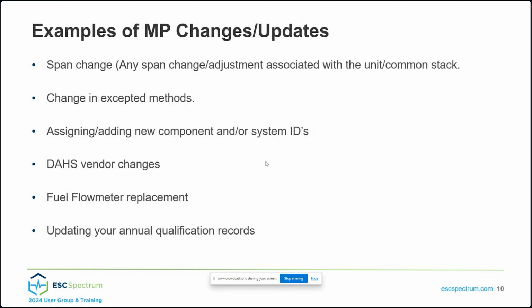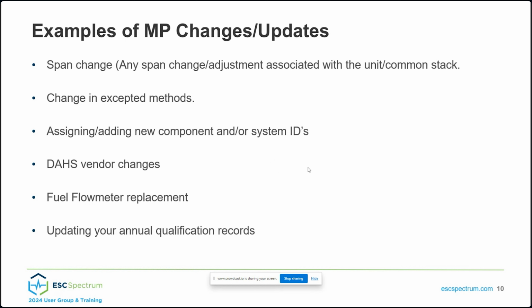Before I go into that, here are some examples of typical monitoring plan updates we receive from our customers. Span changes are typically recommended to be reviewed annually. If there's no span change, you just leave them as such. This is not required, but it is still recommended. That way you're not operating outside your span range, because that can happen, especially if you are a unit that operates consistently.